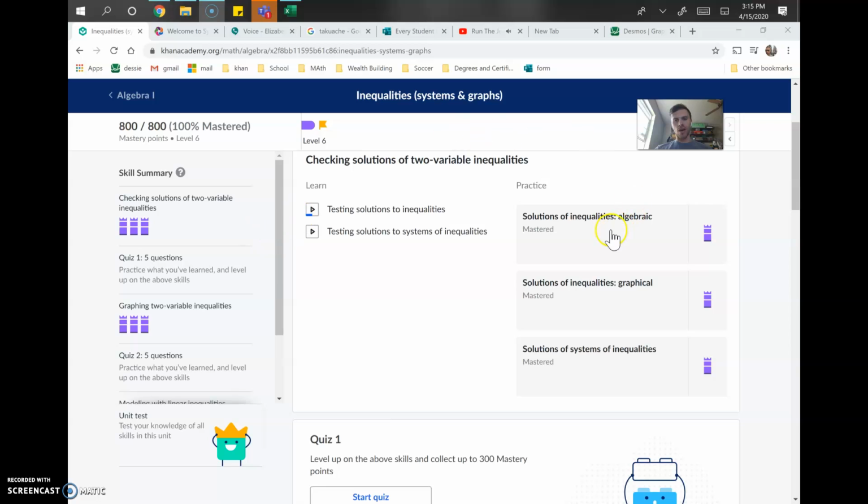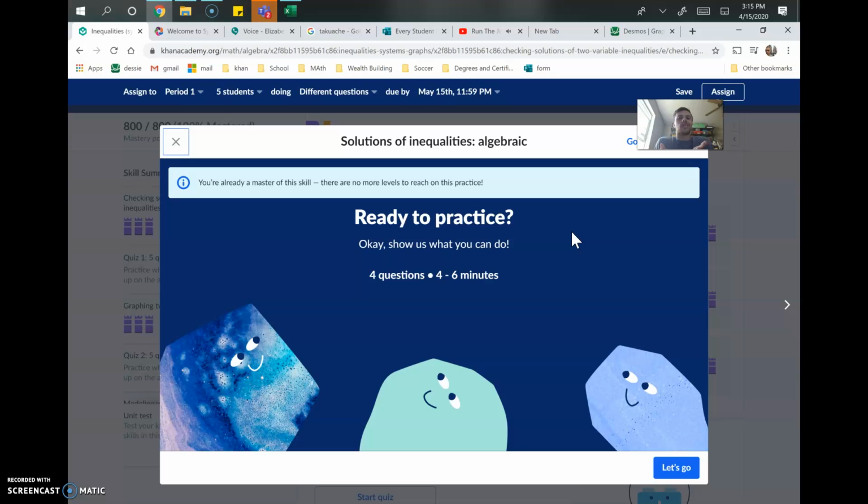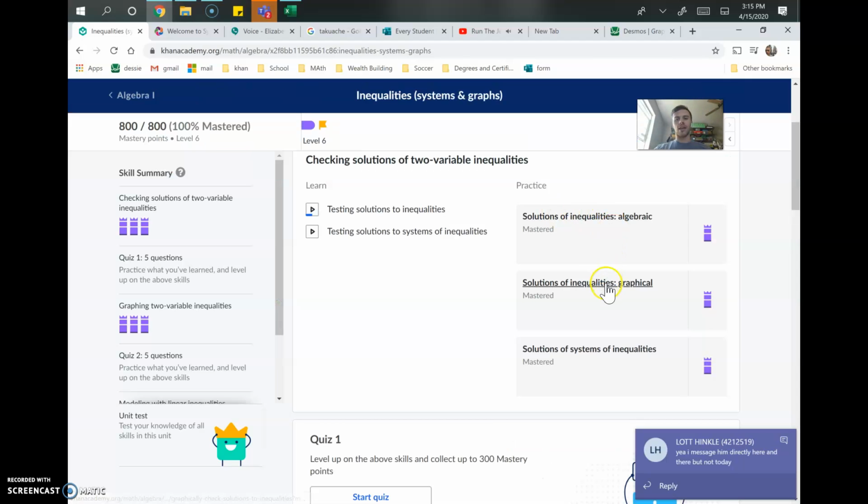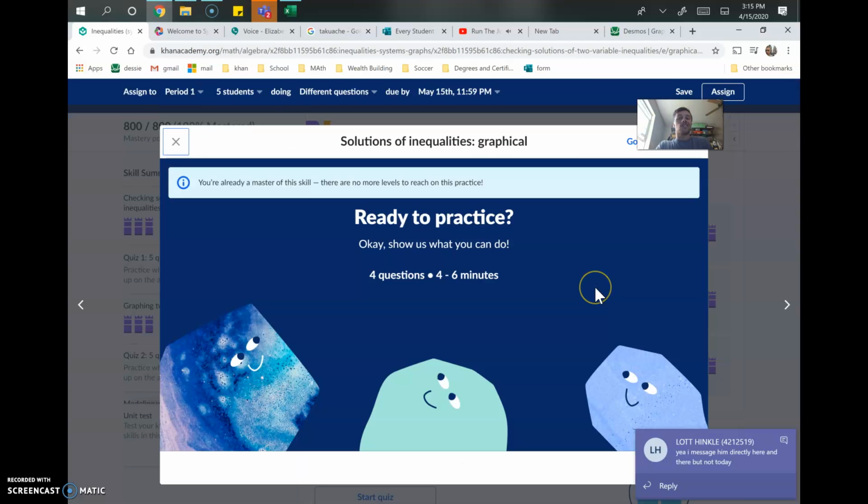Today we're going to talk about inequalities, specifically solutions to inequalities. I know it says algebraic, so let's bounce out of that actually. Let's go graphic. You can actually solve it algebraically or graphically. I'll show you graphic first.